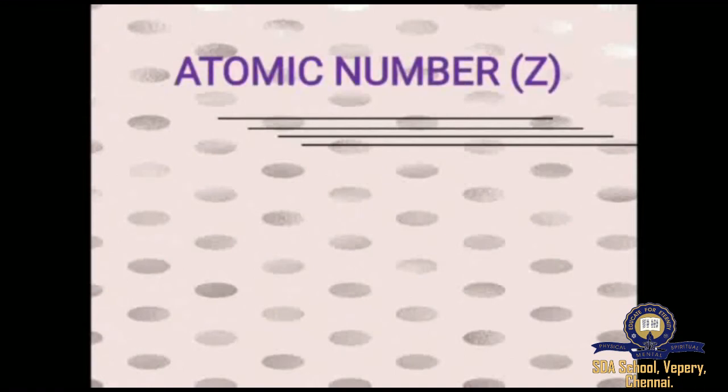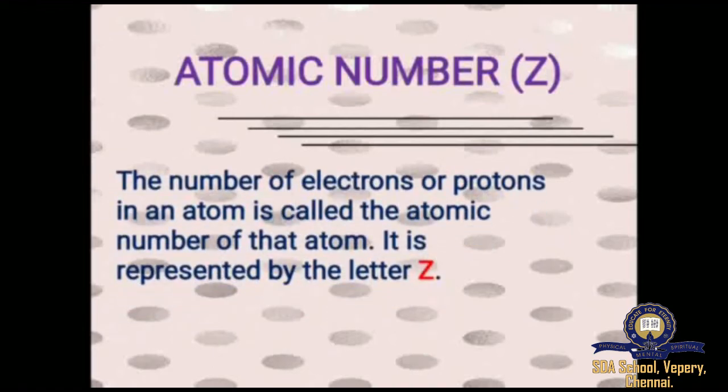First, the definition of atomic number. Atomic number is represented by Z. The number of electrons or protons in an atom is called the atomic number of that atom, because the number of electrons is equal to the number of protons in an atom, right? So the number of electrons or protons in an atom is called the atomic number of that atom. It is represented by the letter Z, capital Z.